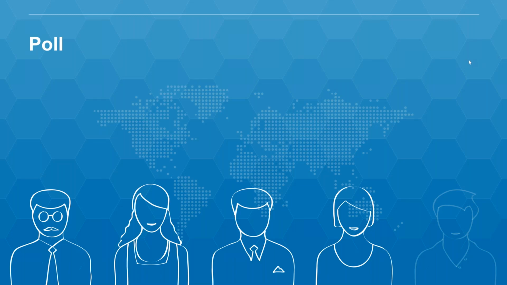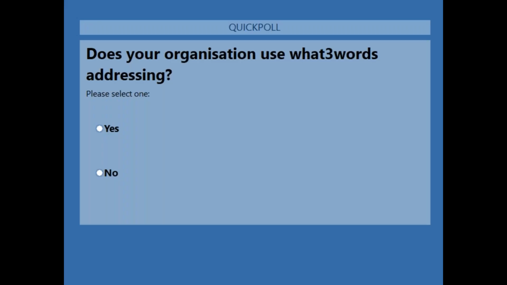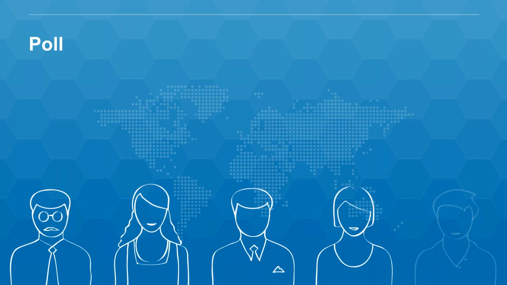Our second question is, does your organization use what3words addressing? I'm going to launch that as well. Again, I'm going to give you a couple more seconds to finish answering that question. I'm going to close that now. I can see that's more of a 50-50 split, which is good, because you're in the right place. You're going to find out how web mapping and what3words integrate nicely in order for you to get the most out of both applications.